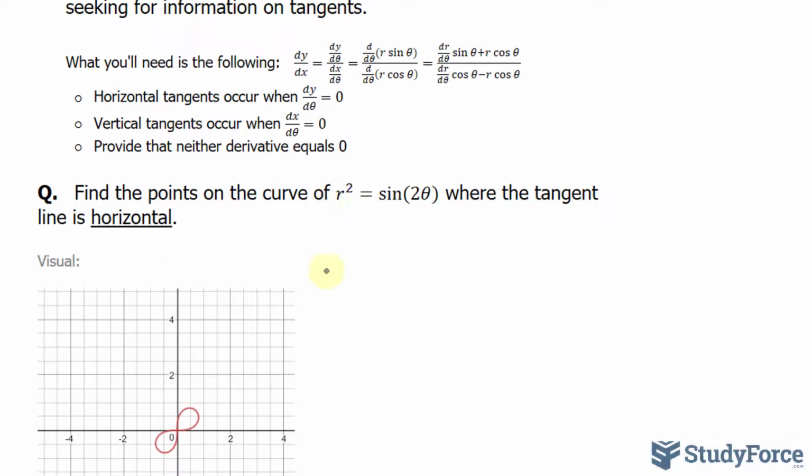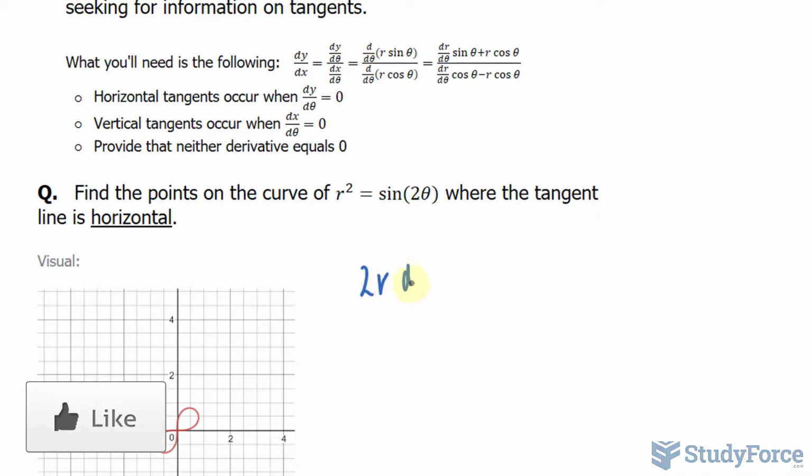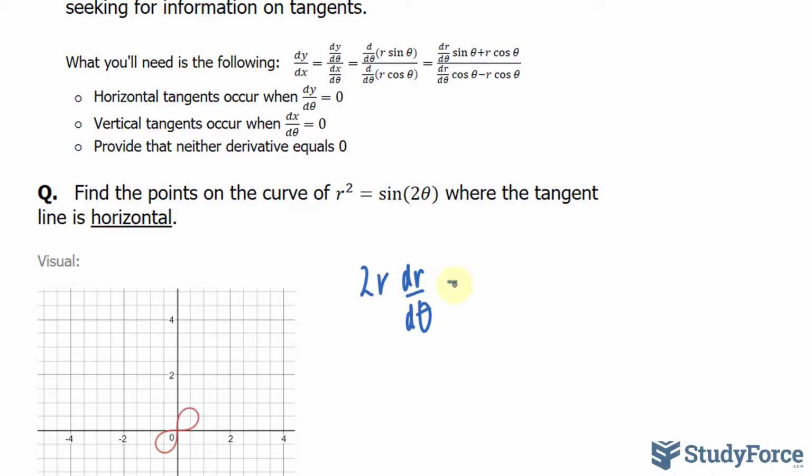Starting on the left side, we have r squared. I'll use the power rule. We end up with 2r dr over d theta. We're deriving this with respect to theta. And on the right side, the derivative of sine is cosine. So we have cosine 2 theta, and the derivative of 2 theta is 2.